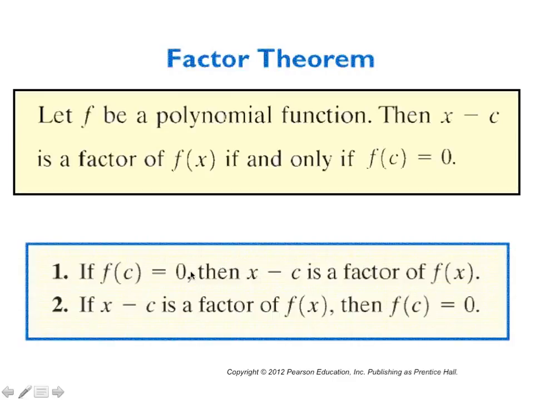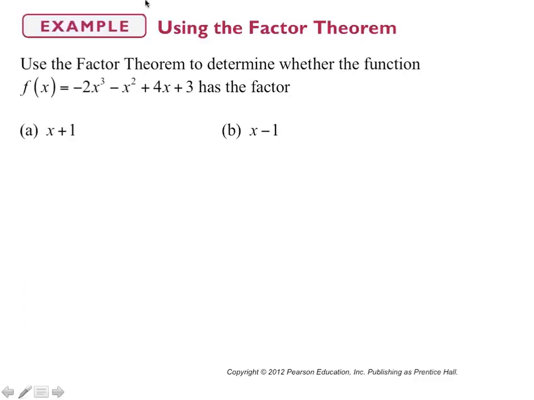It says if f of c equals 0, then x minus c is a factor. Or if x minus c is a factor, then f of c equals 0. So it works in both directions. So let's go ahead and use our factor theorem.